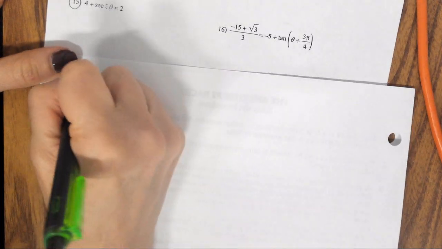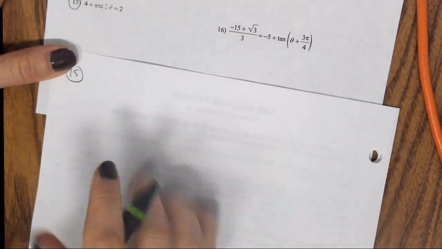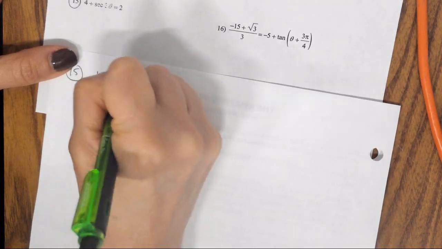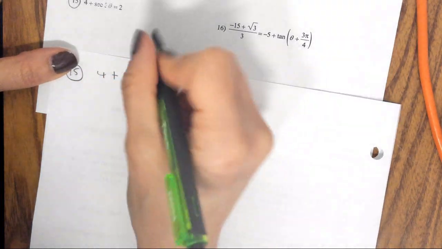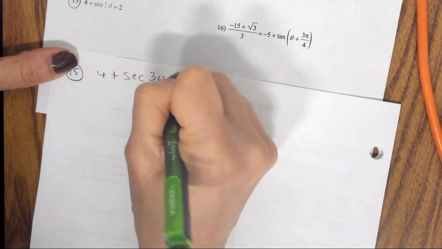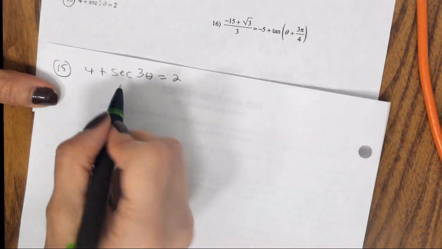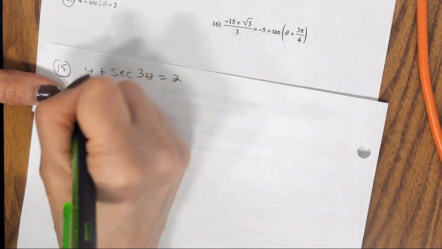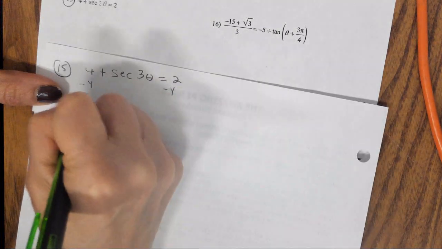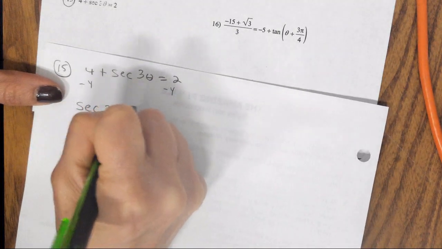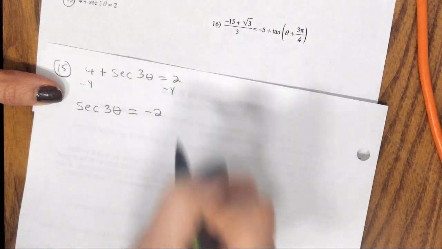Okay, number 15. I have to talk about this fast because the bell is going to ring. I have secant of 3 theta equals 2. Okay, so again, we need to isolate my trig function, so I'll subtract 4. And I get secant of 3 theta equals negative 2.